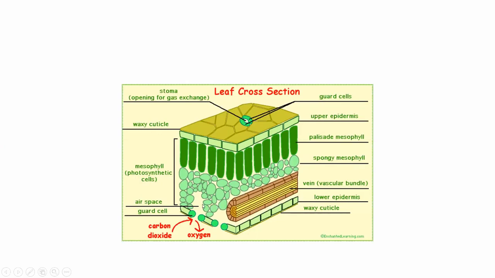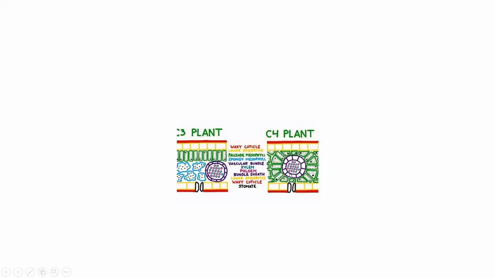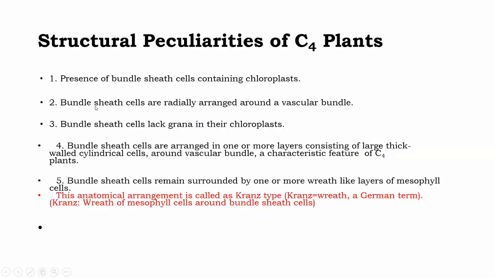Okay. Generally, in C3 plants, we don't have much chlorophyll in this spongy mesophyll, but in C4 plants, see, all have chlorophyll. Okay, can you see? Green color? Yes, sir. The green color indicates the availability of chlorophyll. Okay, so this is the first advantage of the C4 peculiarity.